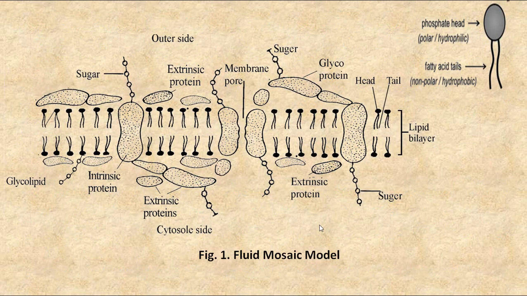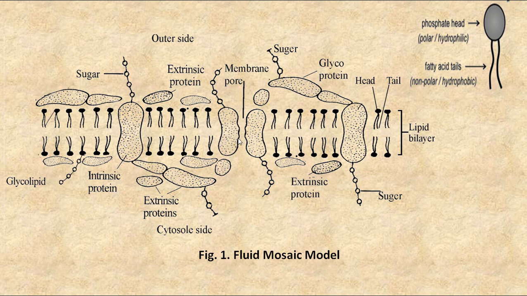Now this is the fluid mosaic model of plasma membrane. Here you can see the plasma membrane is made up of a lipid bilayer and these are made up of phospholipids. The phospholipid has a polar head and a non-polar tail region. The polar heads are hydrophilic in nature while the non-polar tails are hydrophobic in nature. Here you can see some of the proteins are embedded and passing through the plasma membrane and they are called intrinsic proteins, while some on the outer surface of the plasma membrane are called extrinsic proteins.